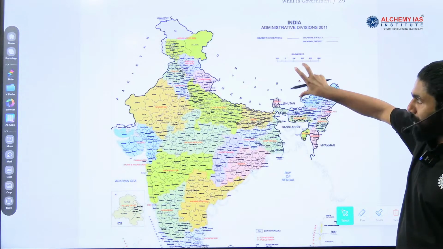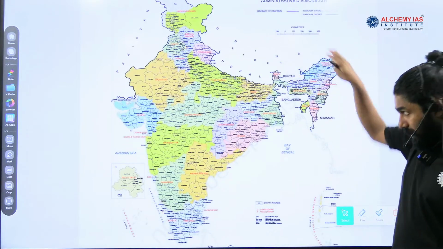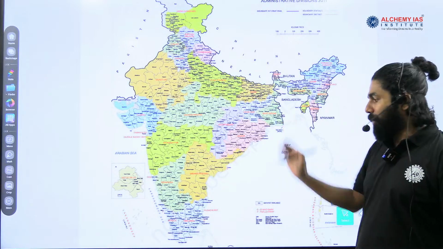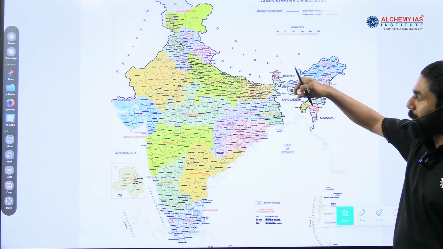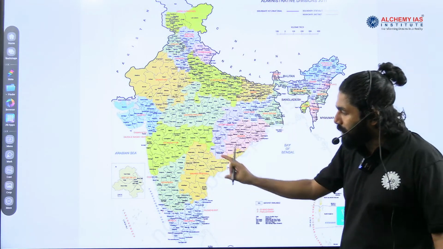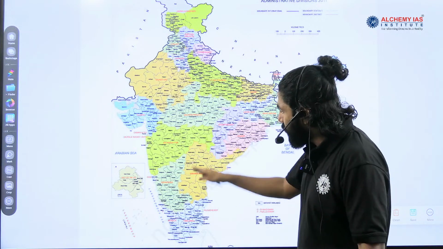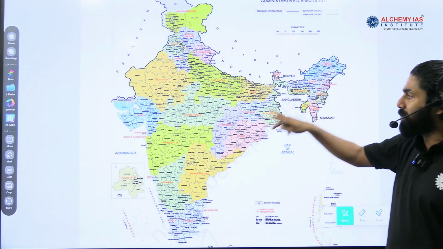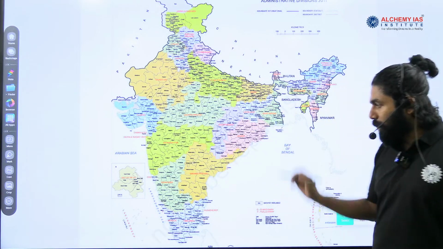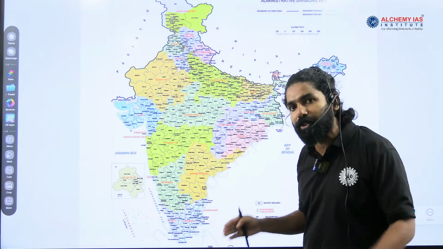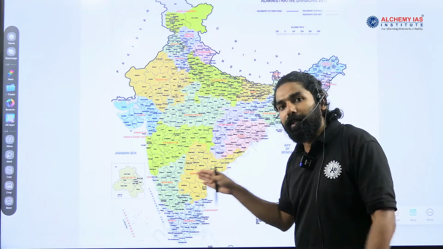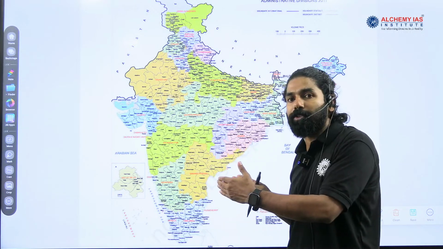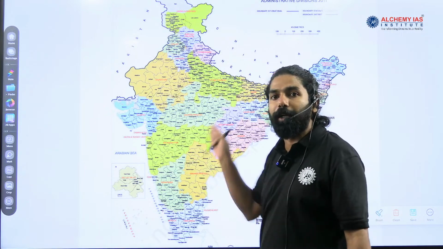For example, another map is also here in the NCERT. These are the district level maps of India. So each state map, when you observe in detail, you can also see the district level boundaries. So you can identify where you are exactly located, in which state and which district you belong. For example, Alchemy IAS Institute is located in our Kerala, in a district known as Kozhikode.